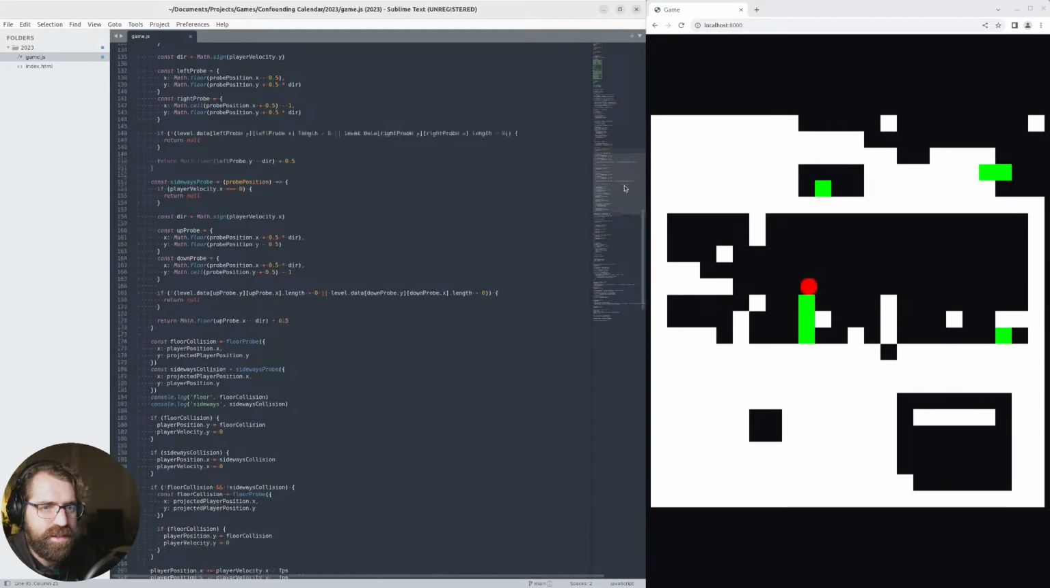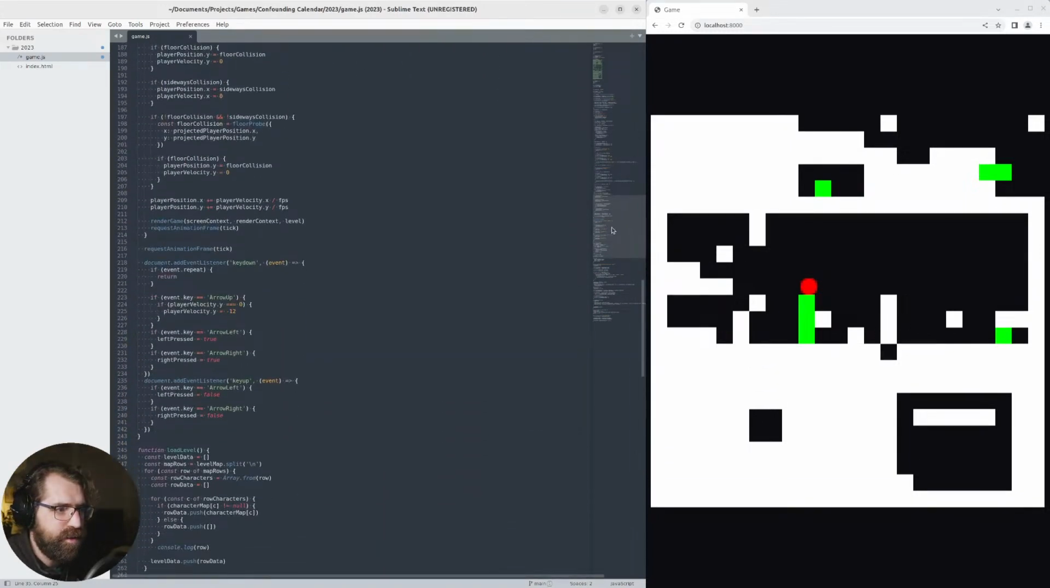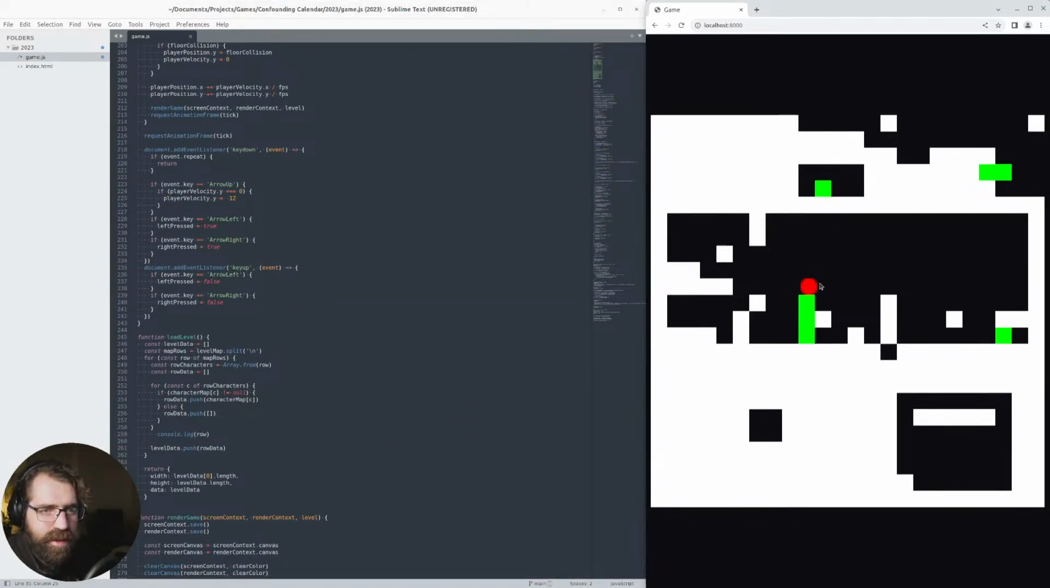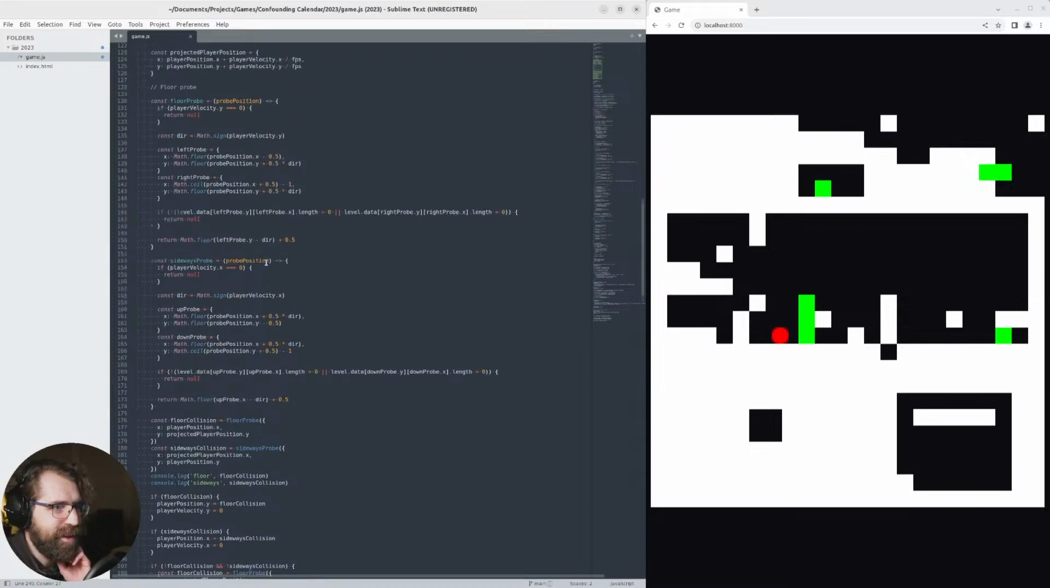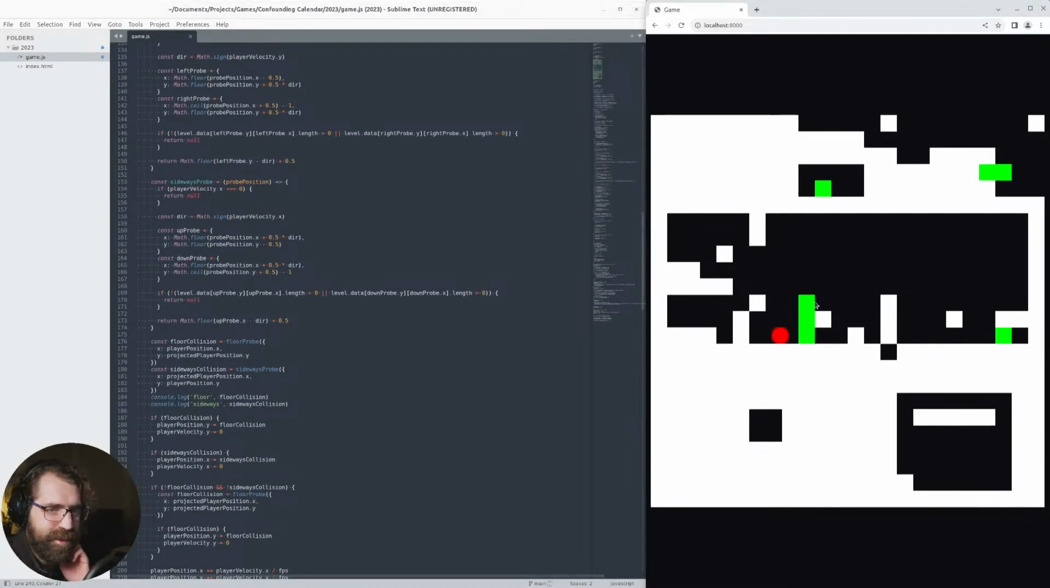Let's change the character to a... Actually, it's fine. Let's leave the character as a circle. But we want a little bit of coyote time so that if you jump a bit late, it still feels good. So what's the best way of dealing with that? Or should I do some tidy up? Let's do the coyote time first. Then we'll do some tidy up.